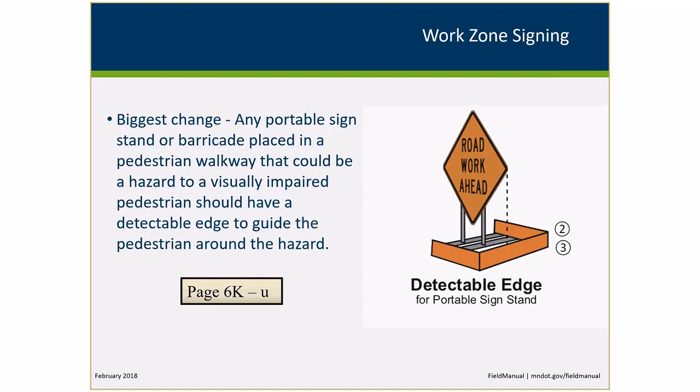And so the requirement is that if you do place it in a pedestrian walkway where it could be a hazard to a visually impaired pedestrian, it should have a detectable edge around it to guide the pedestrian around the hazard. Now, a detectable edge, by definition, and it's in the MUT under our TPAR devices page, has to be 6 inches off of the ground, and you're allowed up to 2 inches underneath it for drainage purposes, and it needs to be a contrasting color from the pavement around it. So those are some of the criteria to be aware of, and the notes will actually state that on 6K-U.